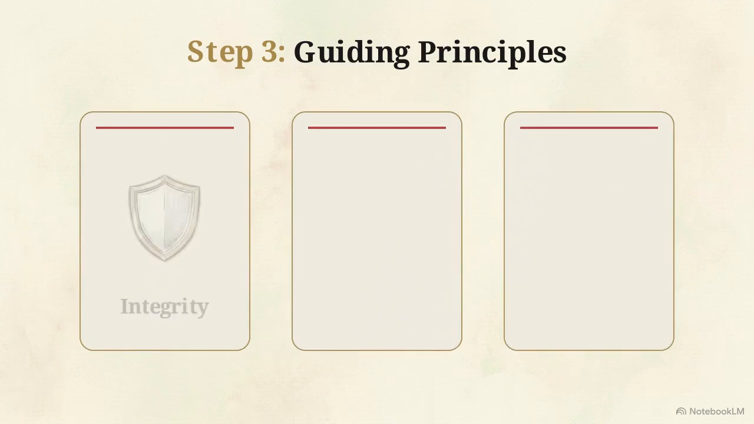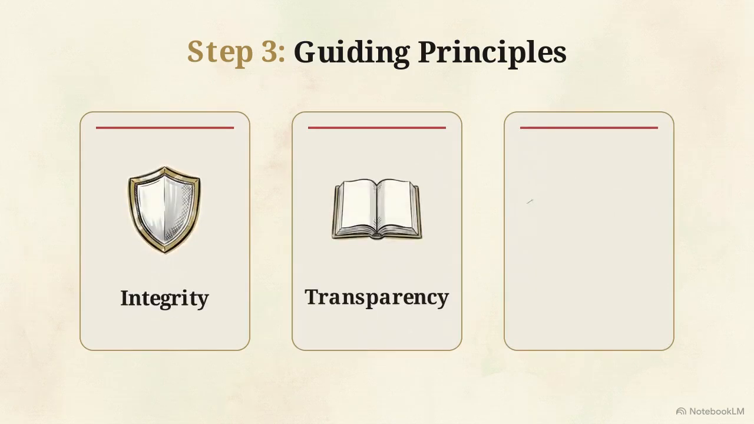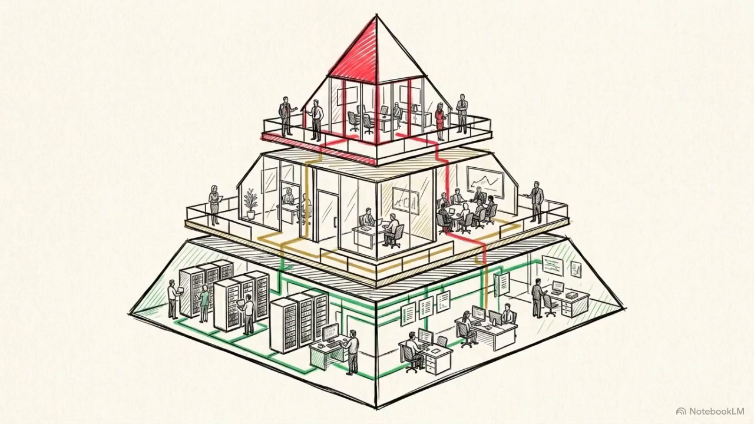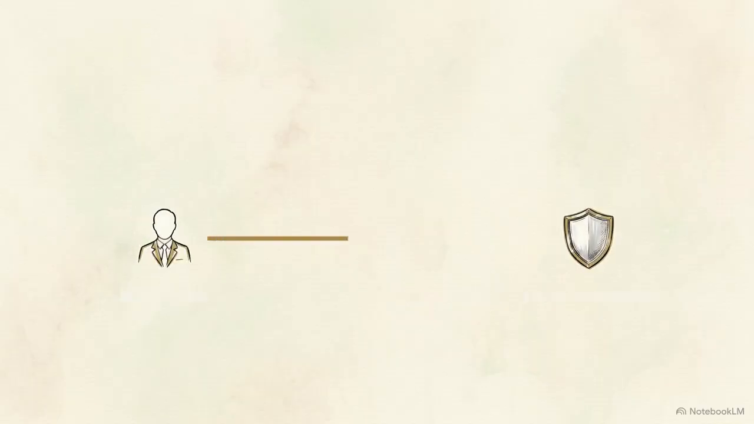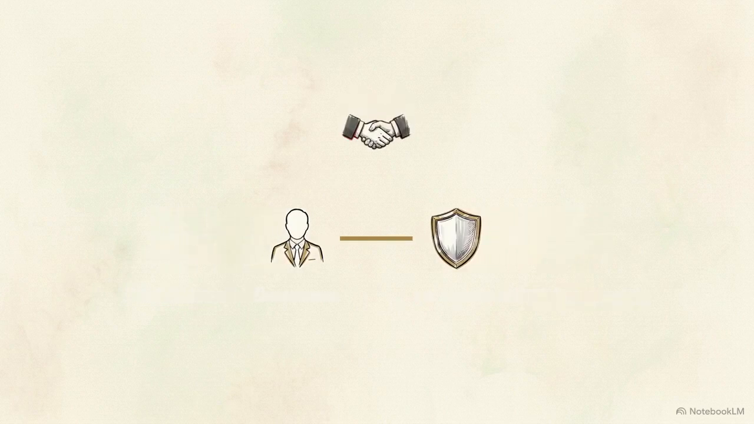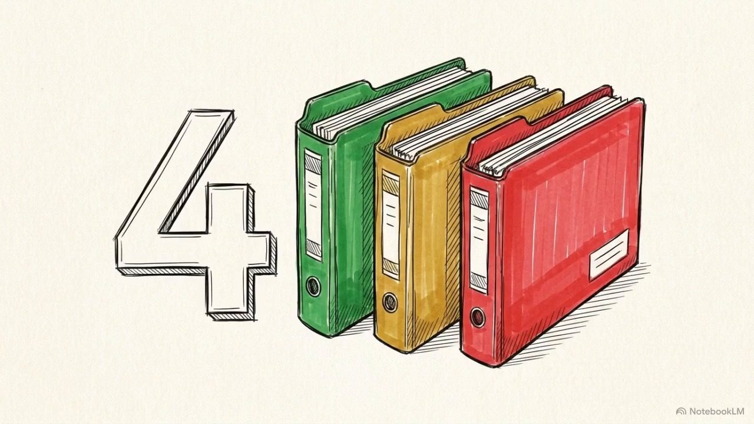Step 3 is setting your guiding principles. You will draft 3 to 8 core rules, such as integrity and transparency, that guide the behavior of everyone on that pyramid. By dividing decision rights across 3 layers and anchoring them to shared principles, you build in a system of checks and balances. The business teams pushing for speed and the IT teams pushing for security are forced to collaborate rather than clash.